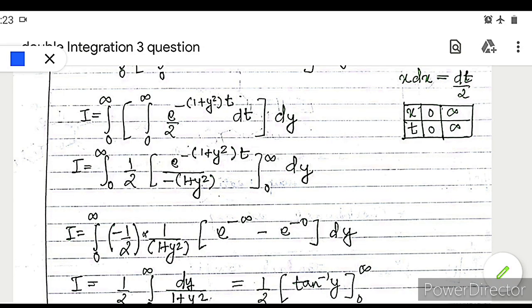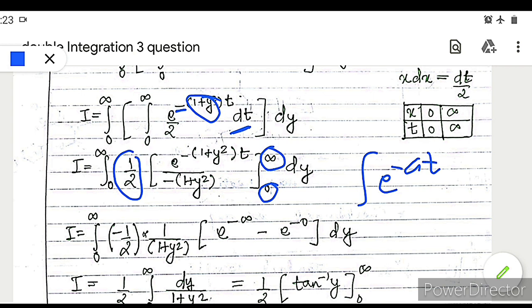So let's solve this. I've written that 1 by 2 outside of that integration, and the integration of an exponential function is itself, but I have to write that constant in the denominator. So I've written minus (1 plus y square), with limits 0 to infinity. Because I'm integrating with respect to t, I have to write that 1 plus y square with a negative sign in the denominator. By this rule, the integral of e raised to minus at dt is e raised to minus at upon minus a.